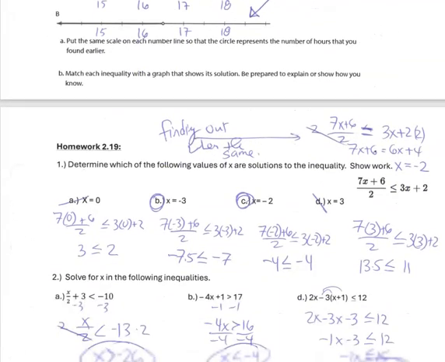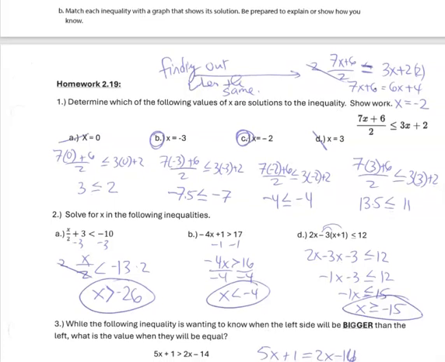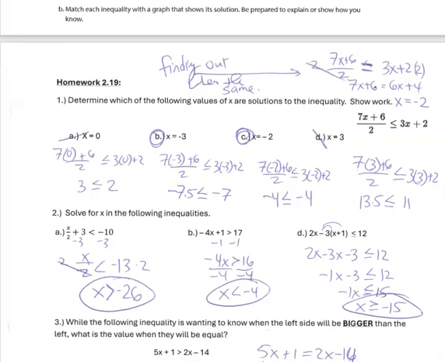Now let's take a peek at the homework. The first one was just asking which ones are going to be solutions to this inequality. So what I did was I went over and substituted in the numbers and saw which ones make a true inequality. And I found that B and C were the ones that make a true inequality.